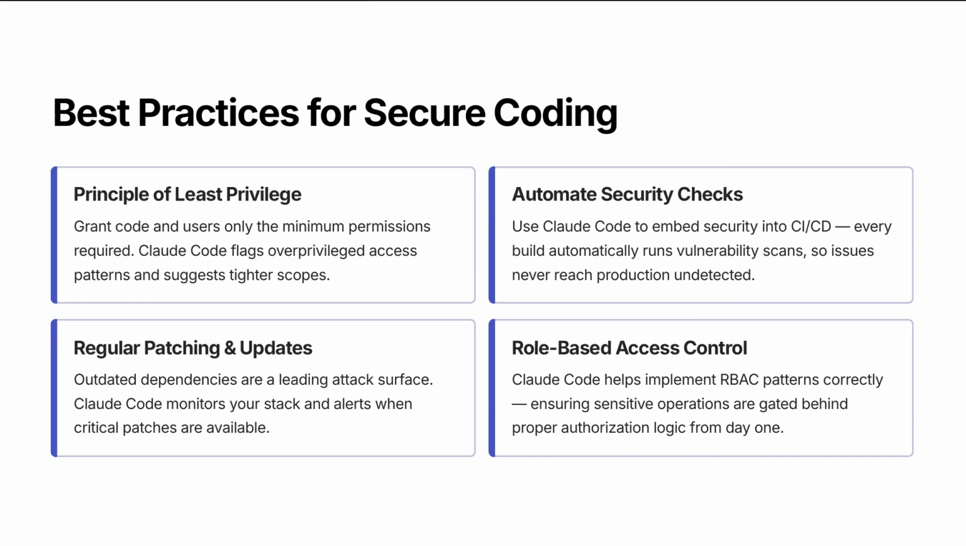Let's delve into some best practices for secure coding. One fundamental principle is the principle of least privilege, which means granting code and users only the permissions they absolutely need. Claude Code is particularly helpful here, as it can identify overprivileged access patterns and recommend more secure configurations. Another best practice is to automate security checks within your continuous integration and deployment pipelines using Claude Code. This ensures that vulnerability scans are conducted automatically, catching issues before they ever reach production.